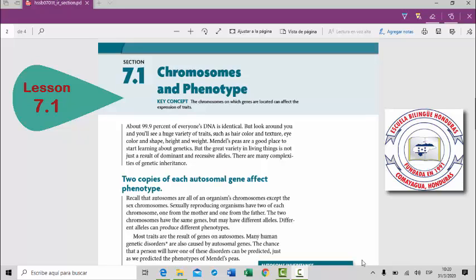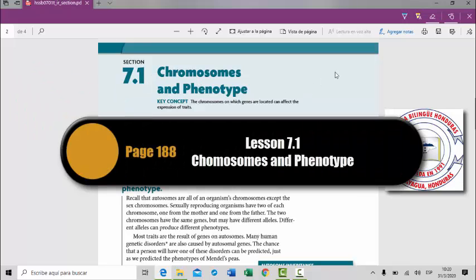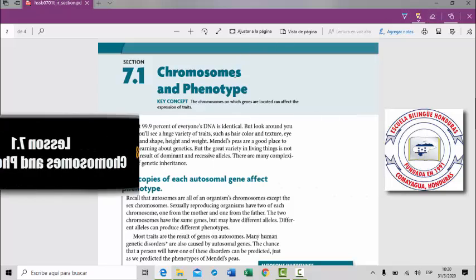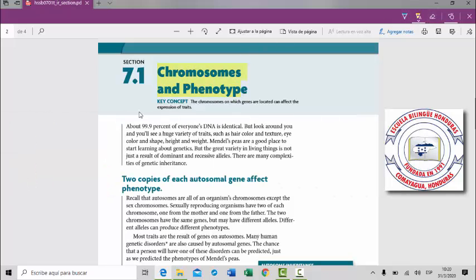If you see in the screen, guys, we're going to start with chapter 7, section 7.1, chromosomes and phenotype. The book says that 99.9%, almost 100%, of everyone's DNA is identical. The two copies of each autosomal gene affect the phenotype.